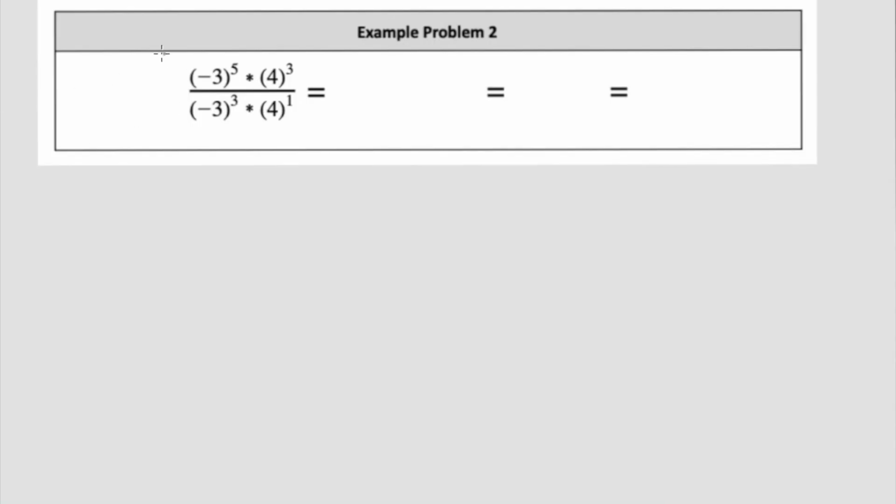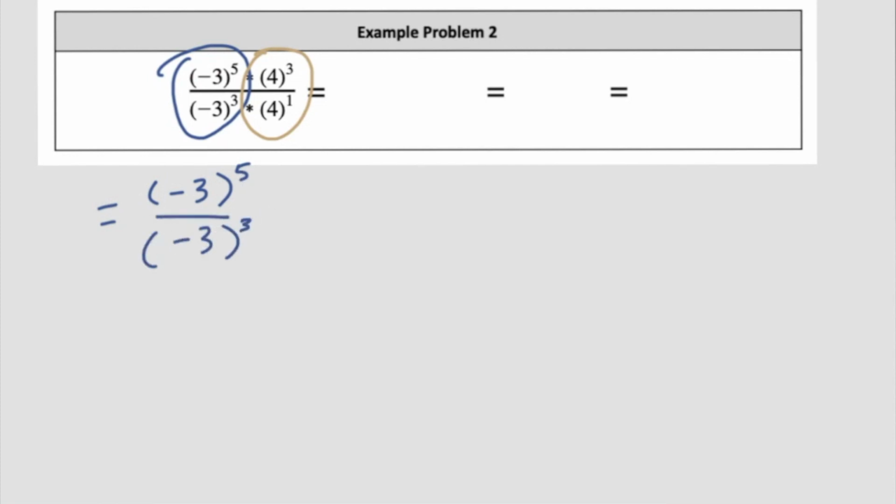Okay, when I see a big fraction like this, my first instinct is to separate. So I'm going to draw in blue what I think should be the first fraction. I'm going to draw in tan what I think is the second fraction. The reason why is because of the fact that I see the same base of minus 3 and 4 on the top and bottom. So I'm going to separate this into two different fractions, minus 3 to the power of 5 over minus 3 to the power of 3 times 4 to the power of 3 over 4 to the power of 1. The reason why is because after we separate like this, it makes it a lot easier for us to use the quotient rule.